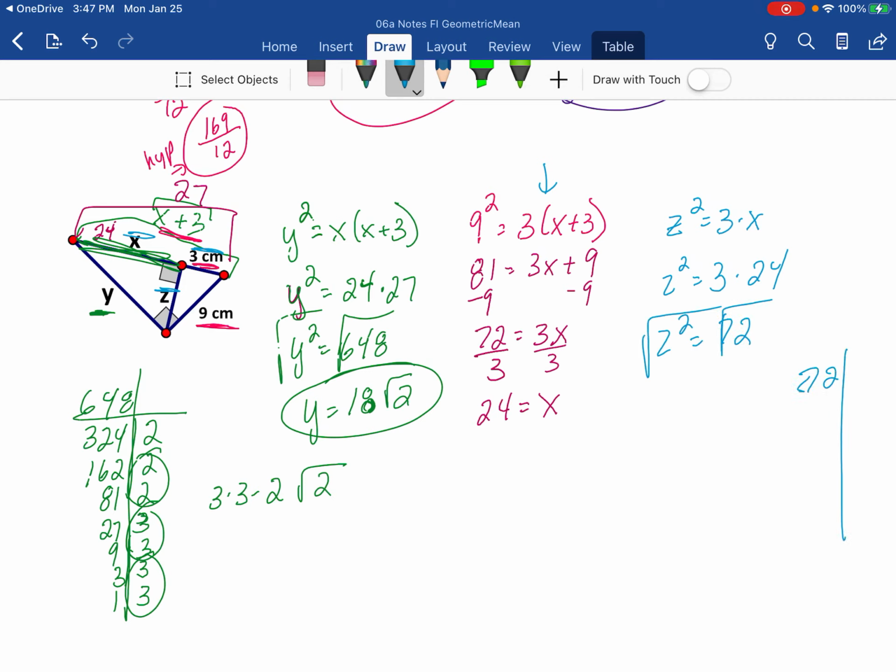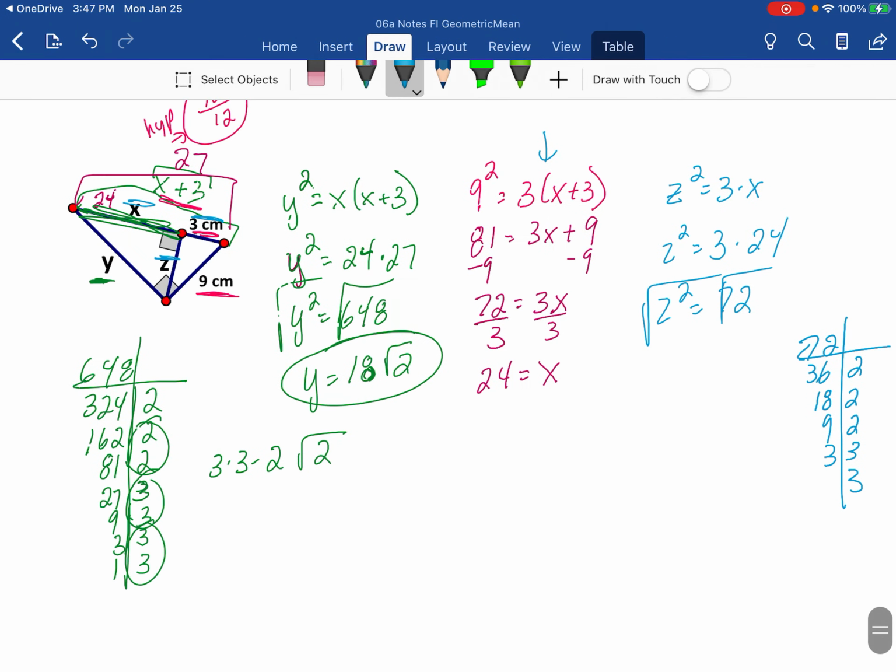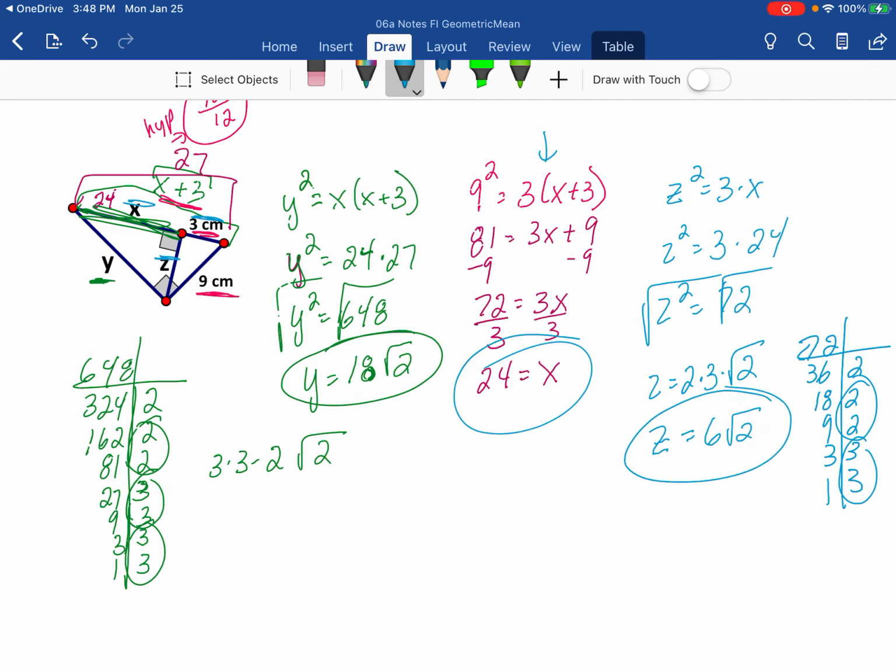I have to take the square root. 72 divided by 2 is 36. 36 divided by 2 is 18. 18 divided by 2 is 9. 9 divided by 3 is 3. 3 divided by 3 is 1. So I know I'm going to have a 3 and a 2 on the outside. And so I know z is going to be 6 radical 2. So those are those three.